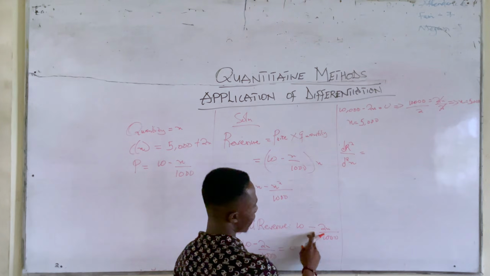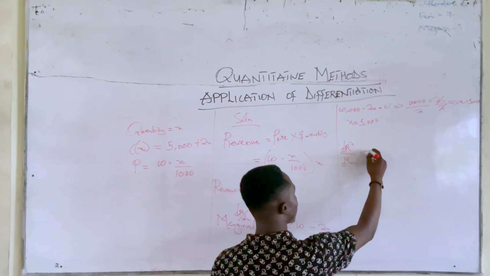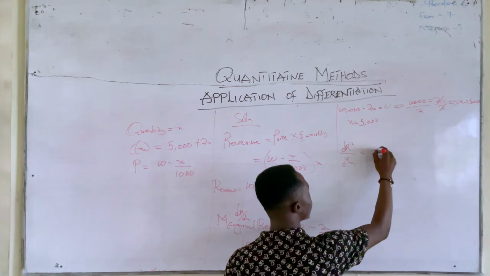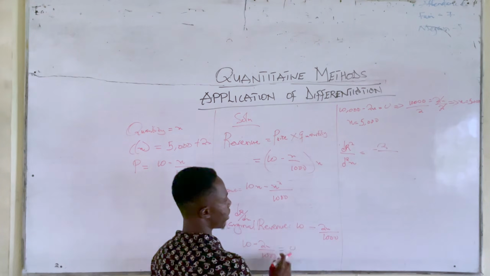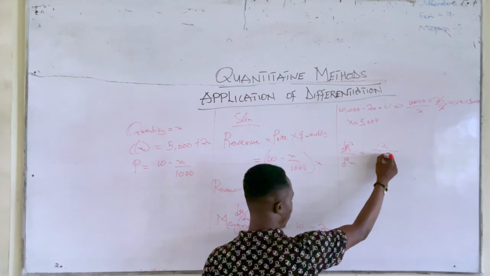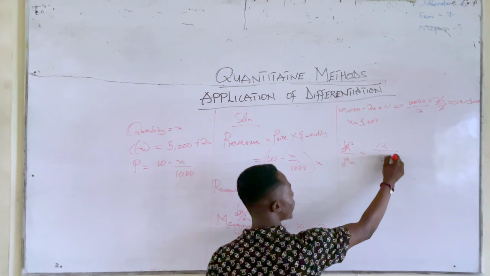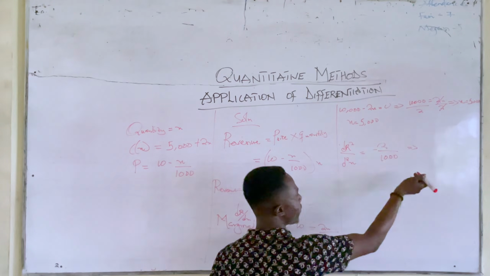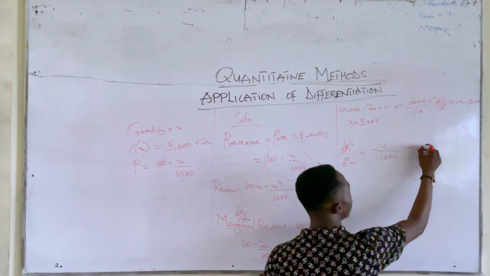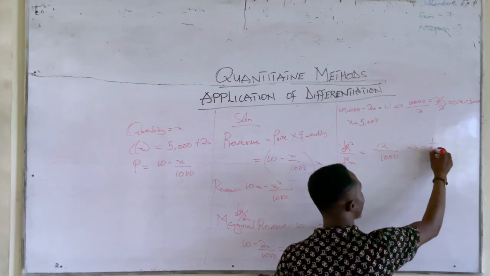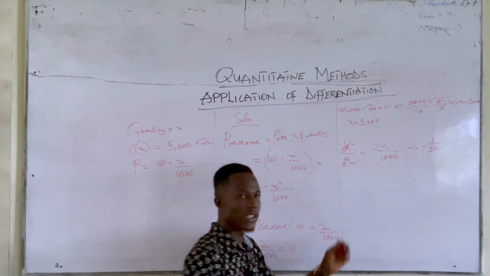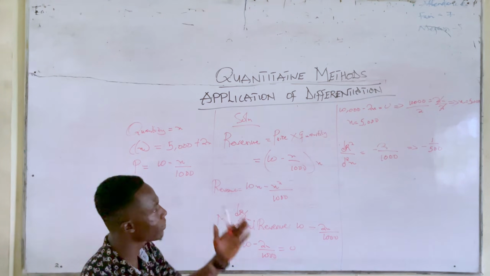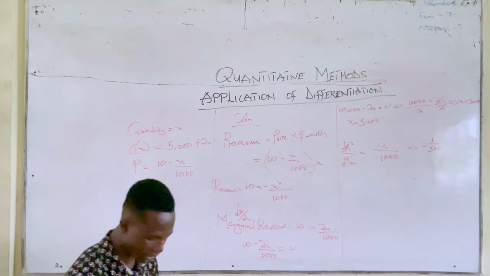This is what? Negative. If you differentiate this, you get negative 2, right? So you have negative 2. This is 0. Negative 2 over 1000. So these two will go into the 1500, right? So you have negative 1 over 500. So you see the answer for the second differential is negative. So it means the revenue is maximized. Okay, the revenue is maximized.